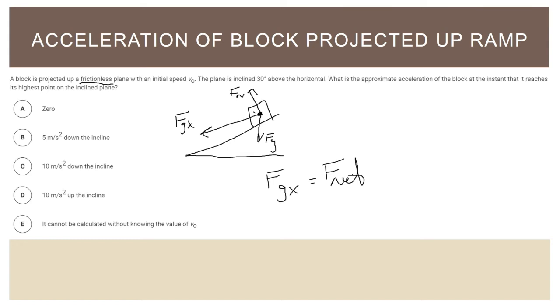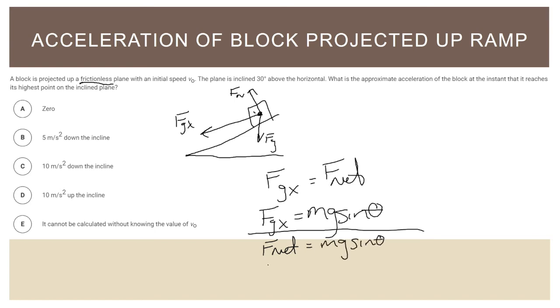The normal force is being canceled out by FGY. That means the only thing that's not being canceled out, and thus the net force, is FGX. So it's important to realize here what we're saying is FGX is given by the equation mg sine theta. So watch how we get the answer here. The first thing we should say is Fnet, which is equal to FGX, is going to be equal to mg sine theta.